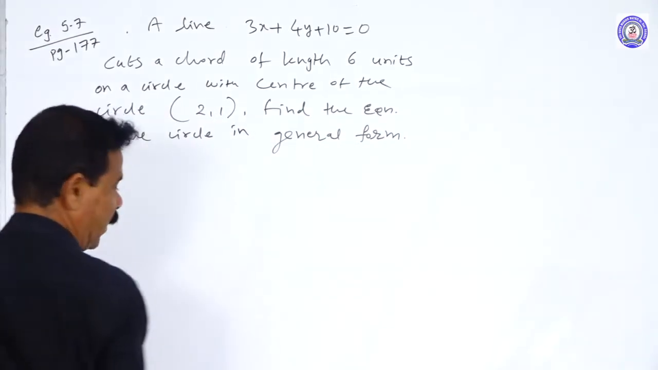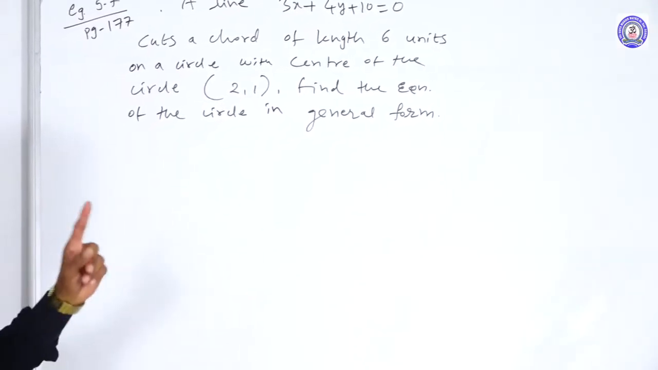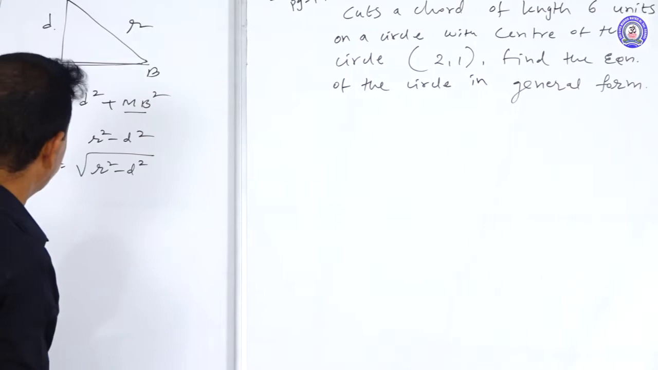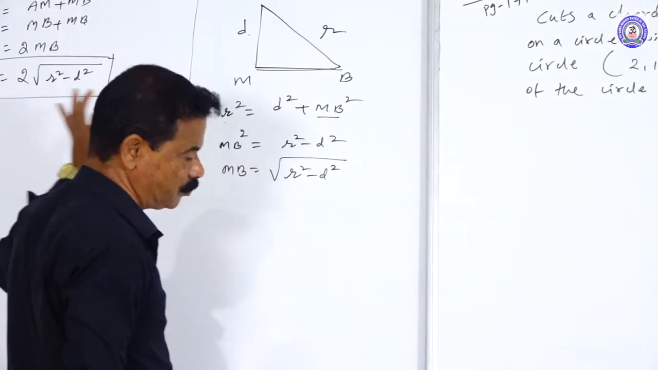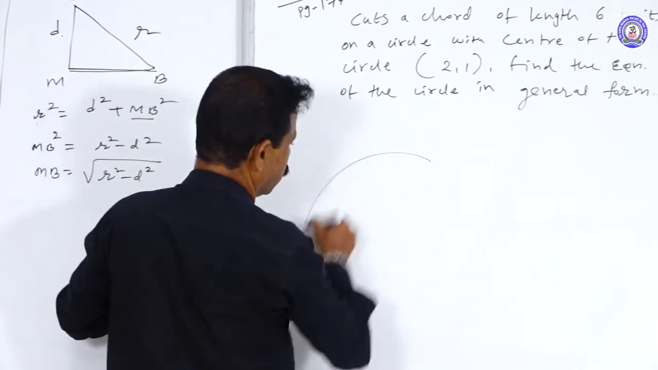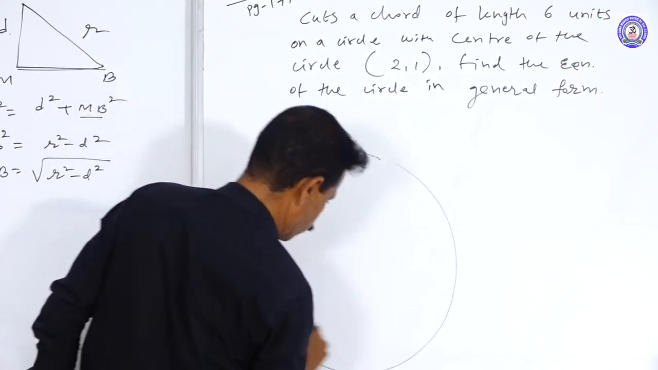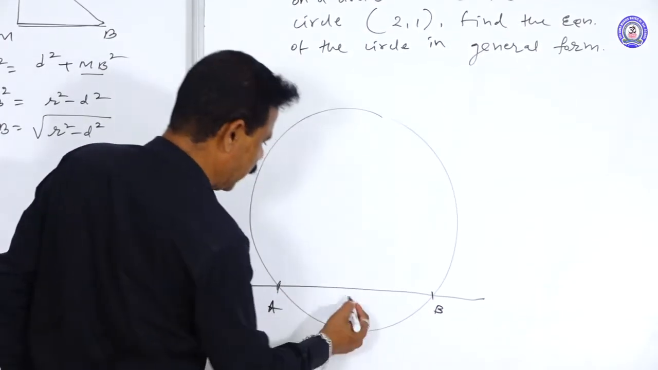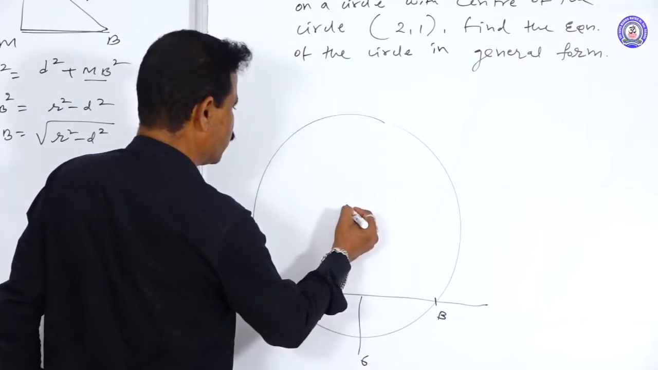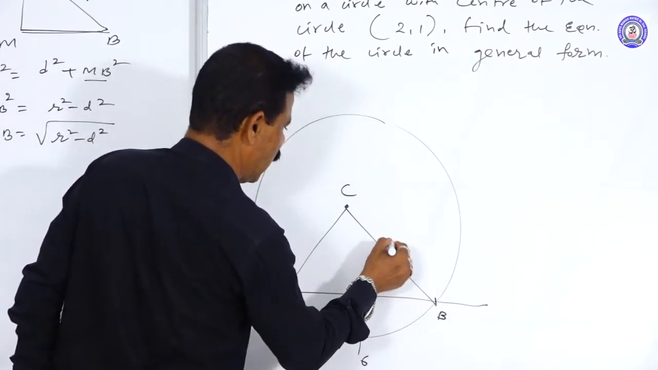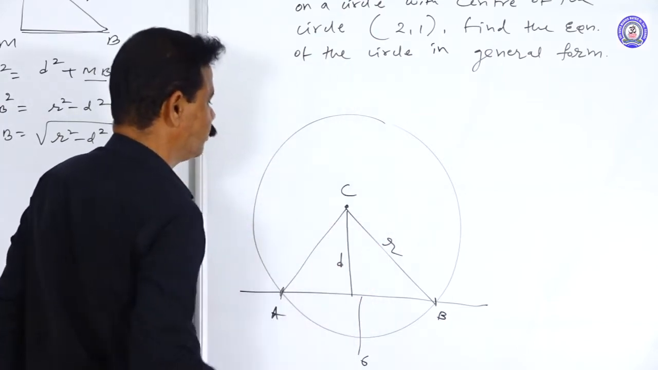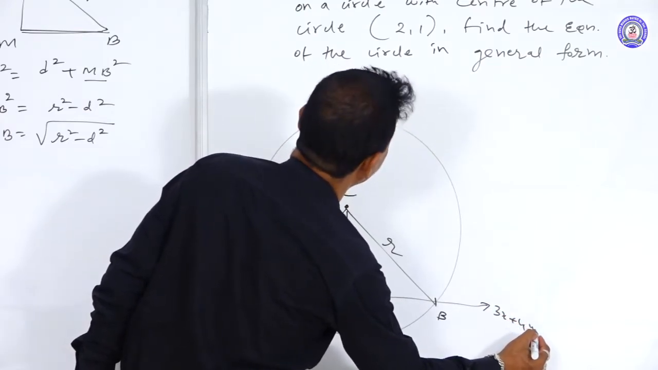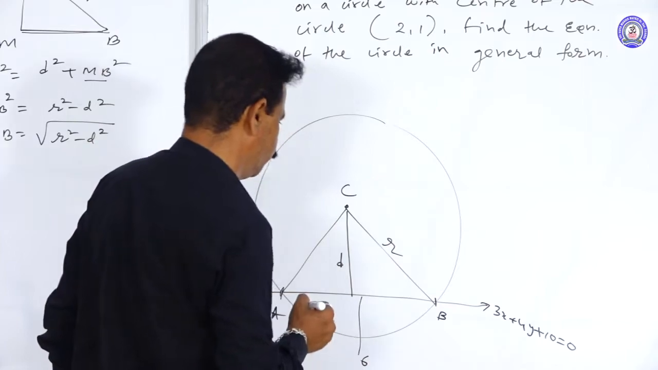Radius is not given. For the circle, radius and center are most important. So center (2, 1) is given. We find the radius from this formula. This is the circle. This is the chord AB. This length 6 is given. This is the center. This is R. This length is D. This line is 3x plus 4y plus 10 is equal to 0.